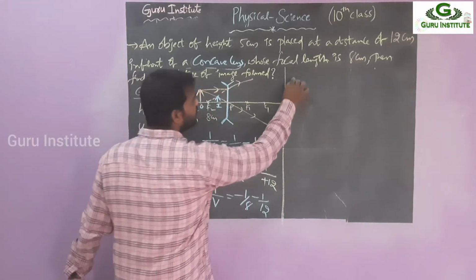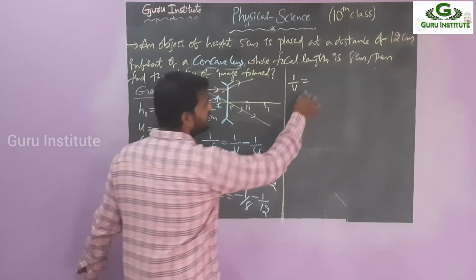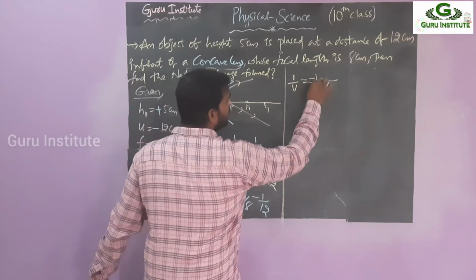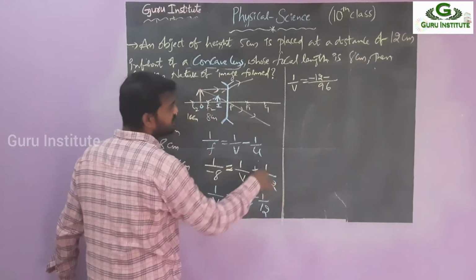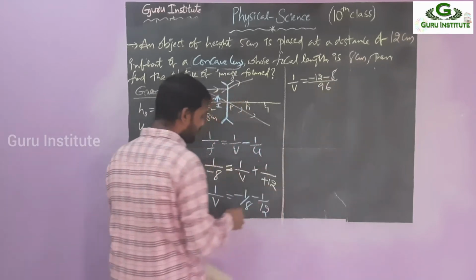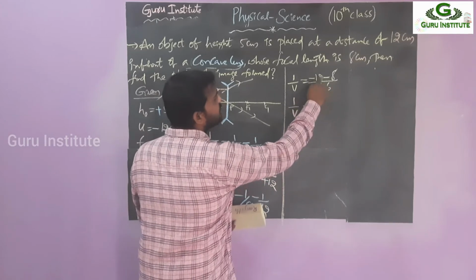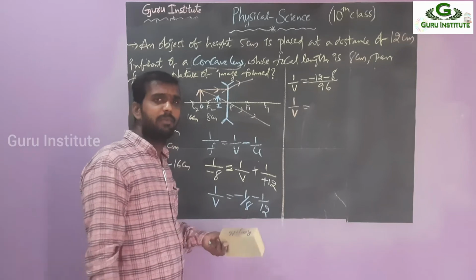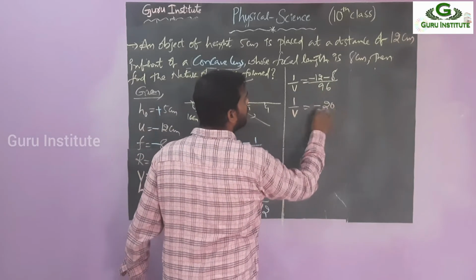1 by V is equal to, again the same, 12 8s are 96, 12 1s are 12, minus 12 minus only, so then minus should be minus, right? 8 1s are 8. So again take the next step. What is that? 1 by V is minus 12 minus 8. If both are minus, you can make it positive and keep the minus sign. Okay, so minus 12 plus 8 is 20 by 96.